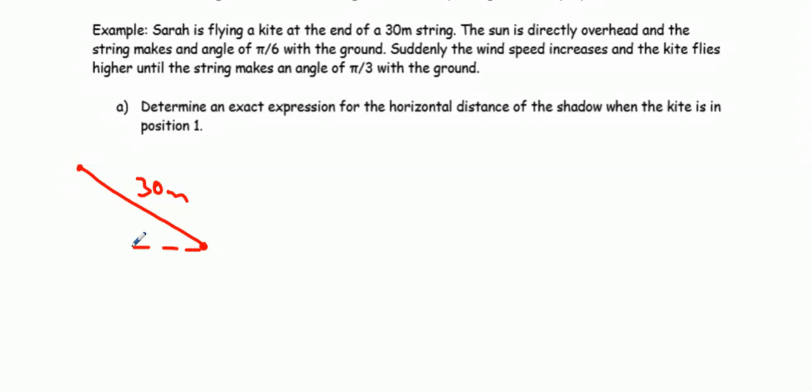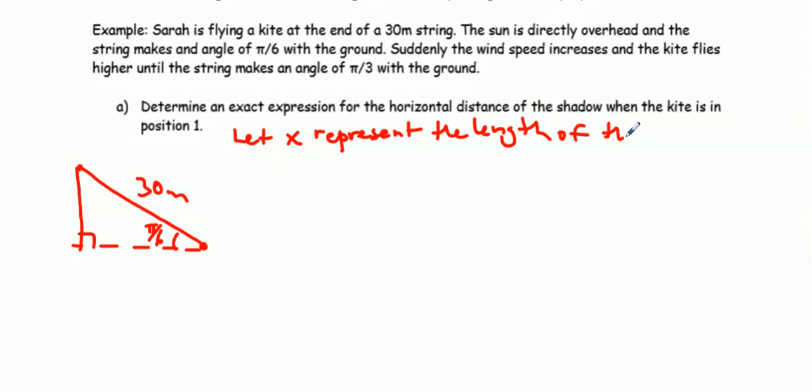We've got this shadow that forms along the ground, and if we drop a perpendicular there, then what we're saying is, I think it was also telling you that this angle that the string makes with the ground is pi by 6. So we're trying really to find the length of the shadow, right? The horizontal distance of the shadow when it's in position 1. So position 1 was before the gust of wind. Okay, so we're going to say let x represent the length of the shadow in position 1.